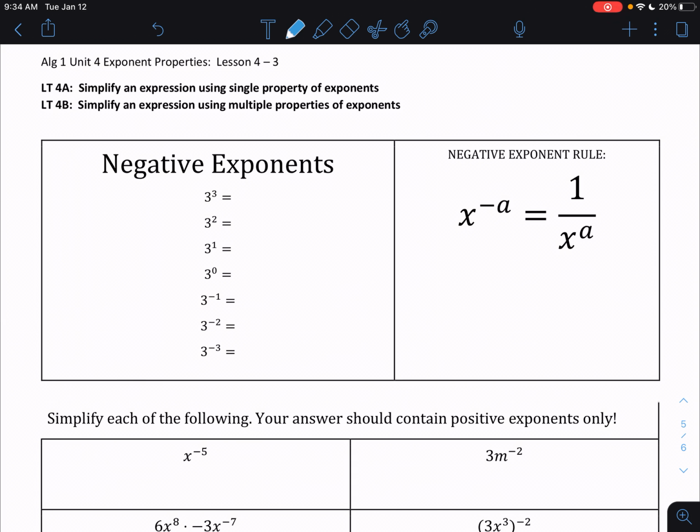Hi guys, so today's notes are for 4.3 and it is over negative exponents. We're going to start just by going over some exponents to learn the negative exponent rule.